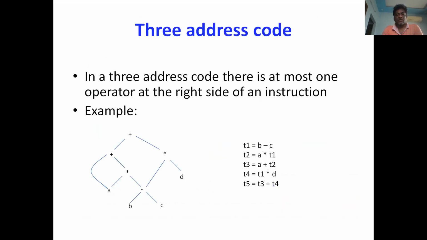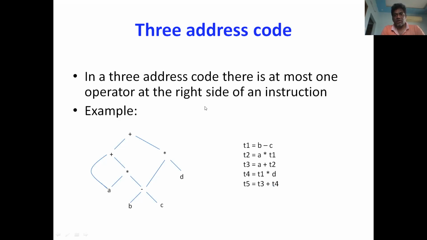Right. And till now we covered two types of intermediate representations. One is postfix notation, and the other one is variants of syntax tree. And this is the third one and the most important one, the most widely used one, three address code. So what is three address code? You need to understand this.